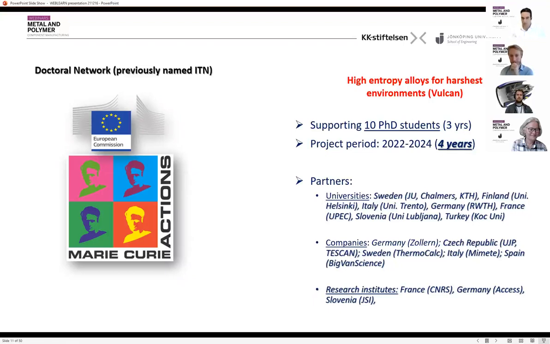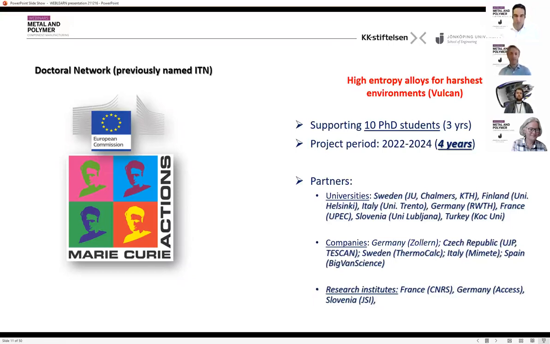Jönköping University will be hopefully the coordinator. When I say hopefully, it means that hopefully if we get the fund. And we have a nice combination of universities, companies, and research institutes in this project that we are very looking forward to hopefully get the fund and start working on.